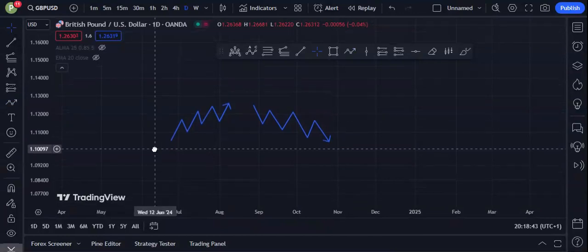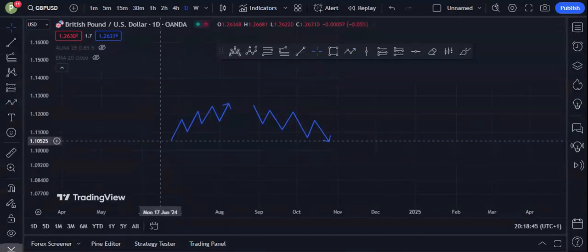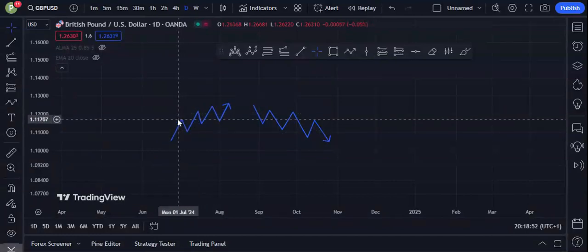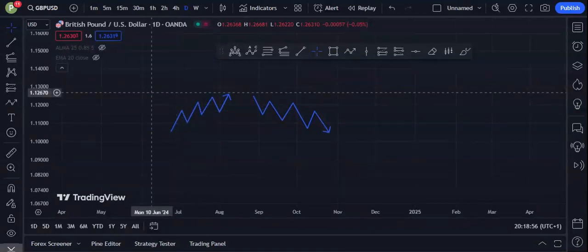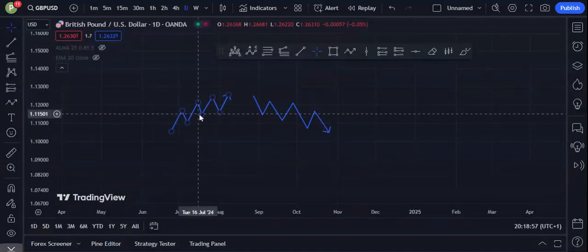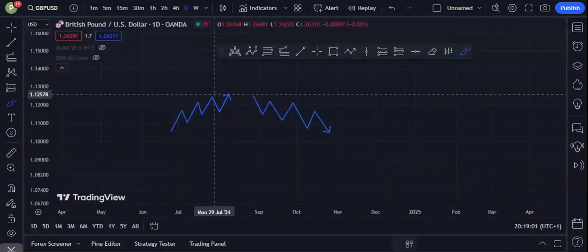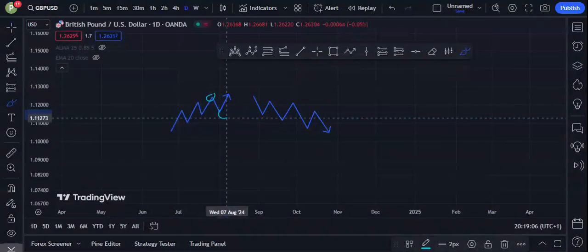So when you see a higher high, the market went high. This is the pullback, which is the higher low. The market went higher again. It broke above the previous higher high, so it came back to do a pullback here. The market went higher one more time. The market came to pull back.